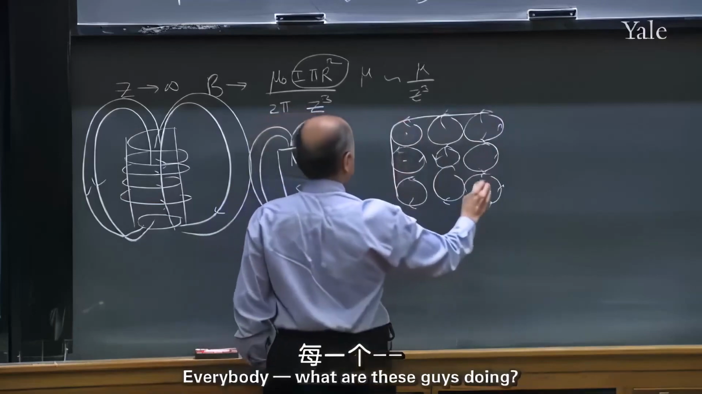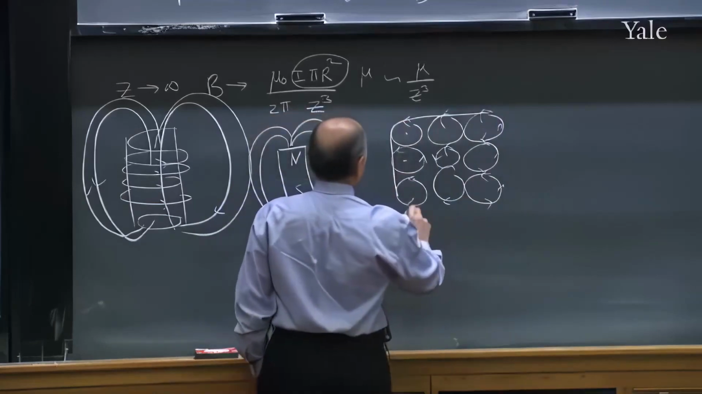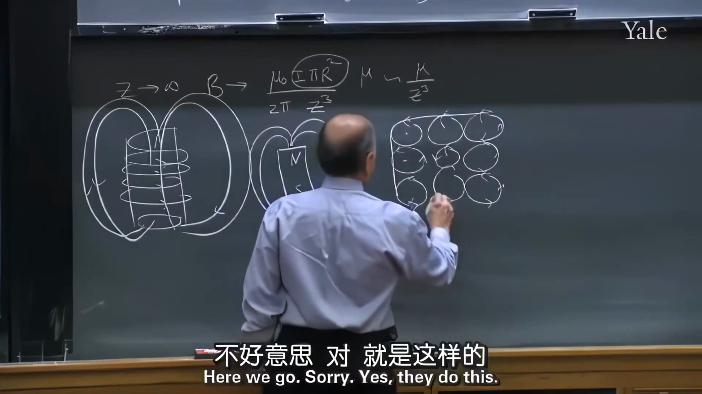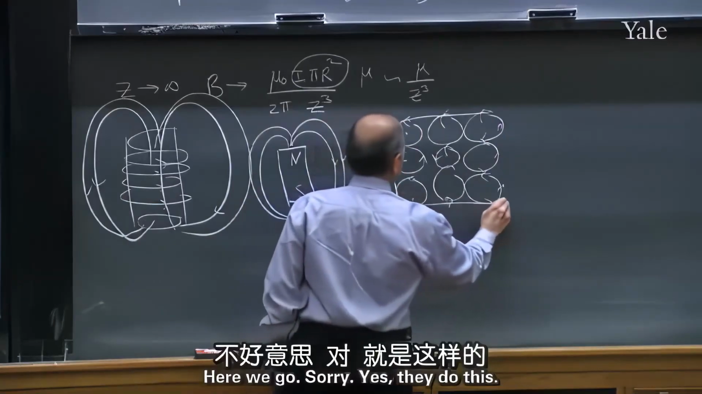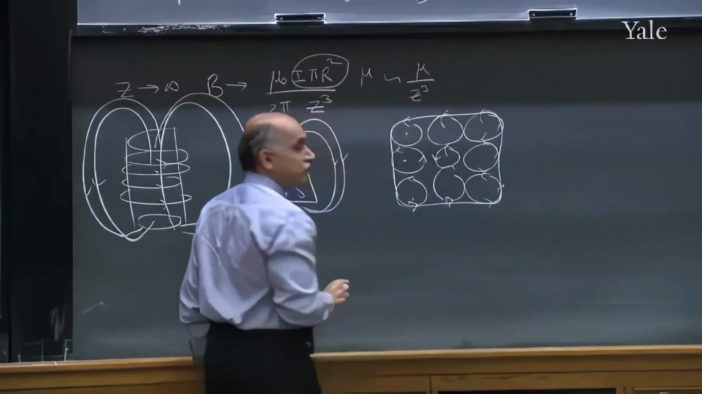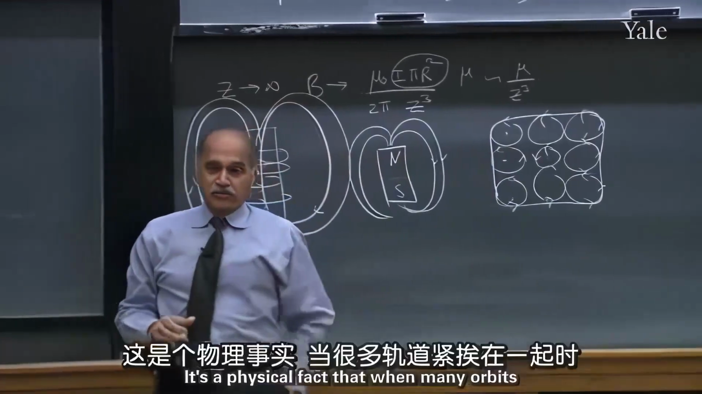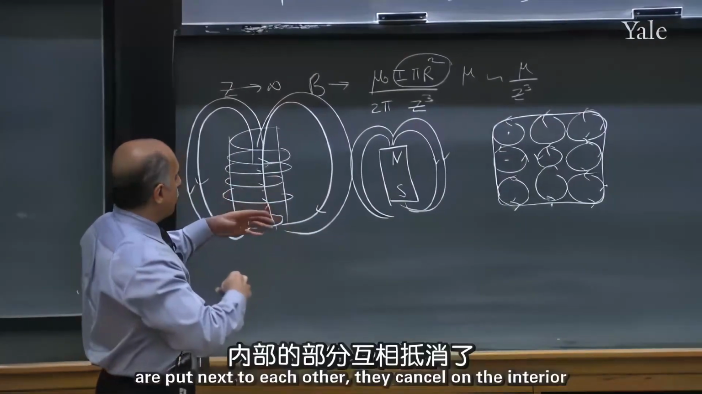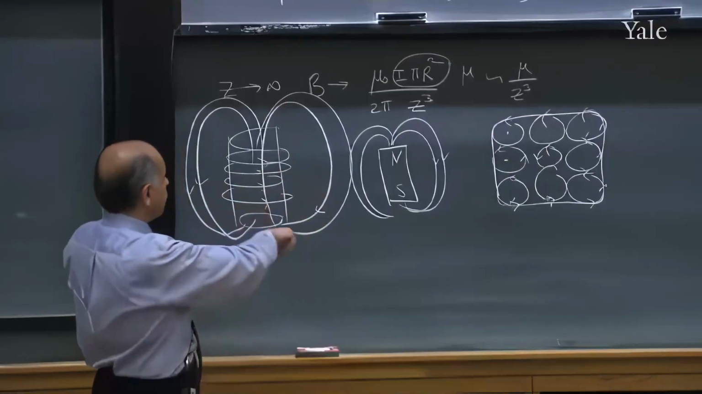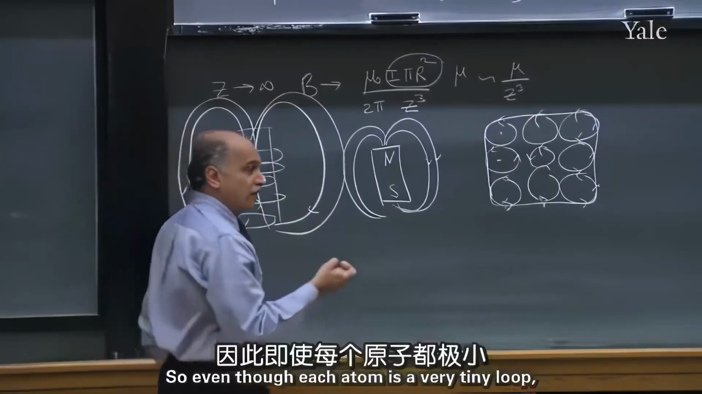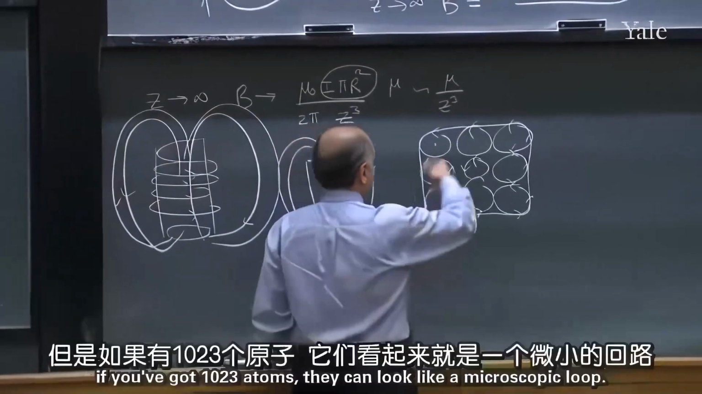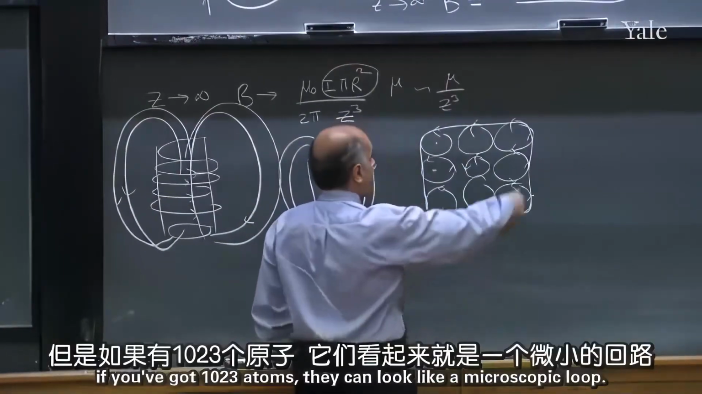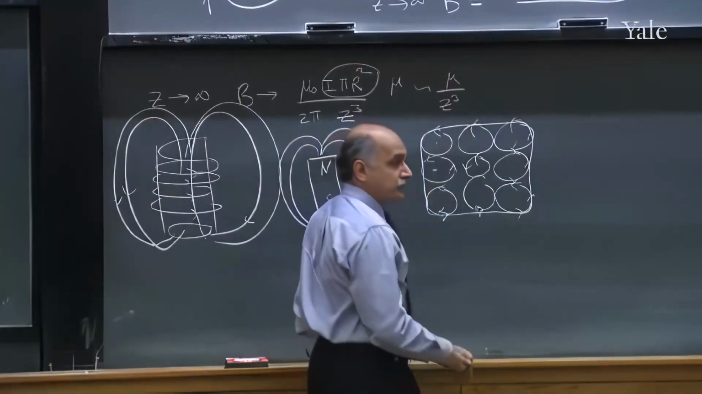Everybody, what are these guys doing? Yes, they do this. So it's a physical fact that when many orbits are put next to each other, they cancel on the interior and give you something on the boundary. So even though each atom is a very tiny loop, if you got 10 to the 23 atoms, they can look like a macroscopic loop.